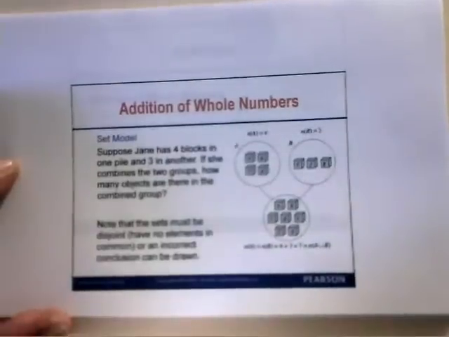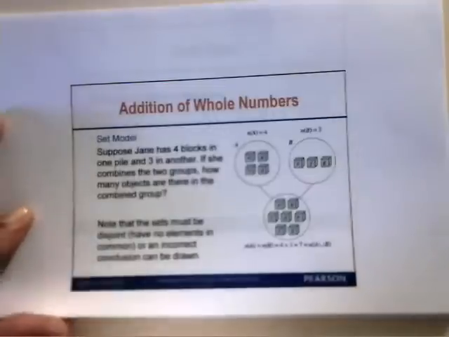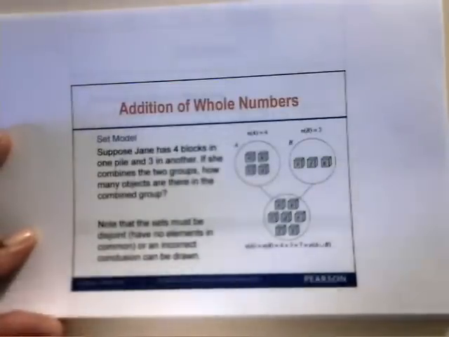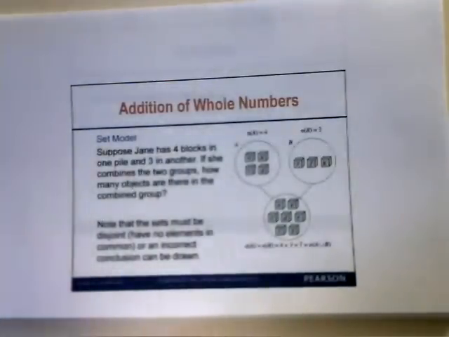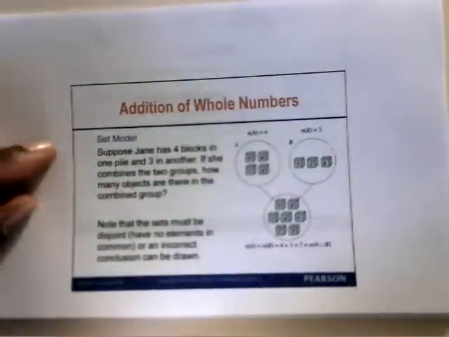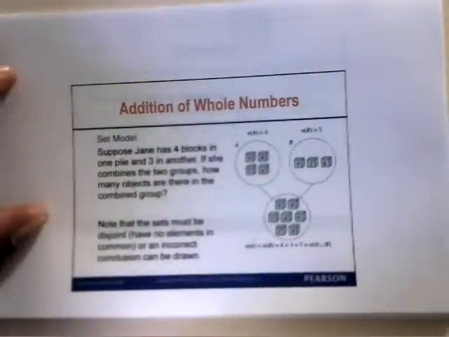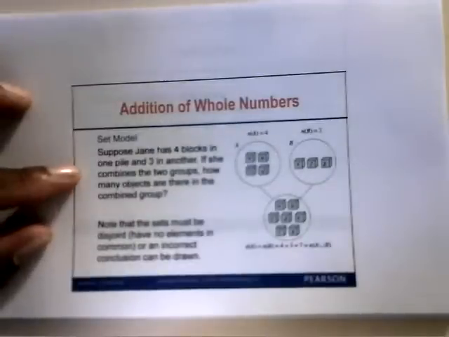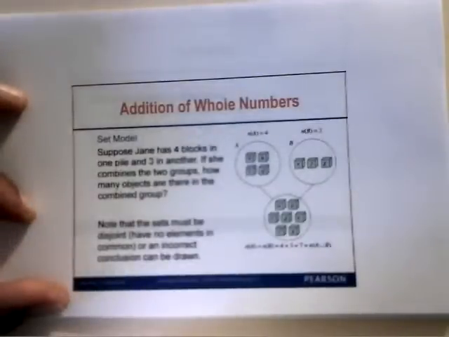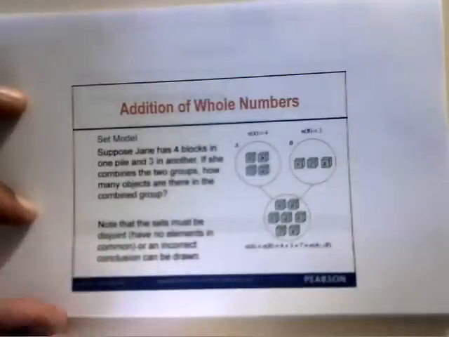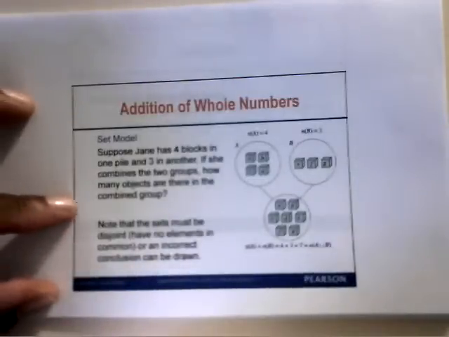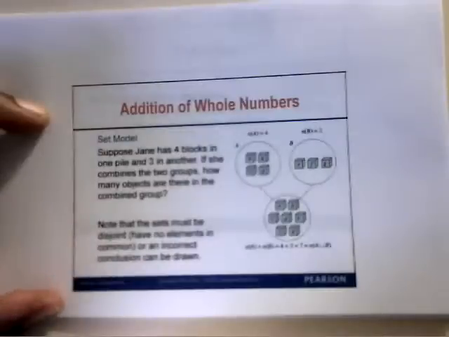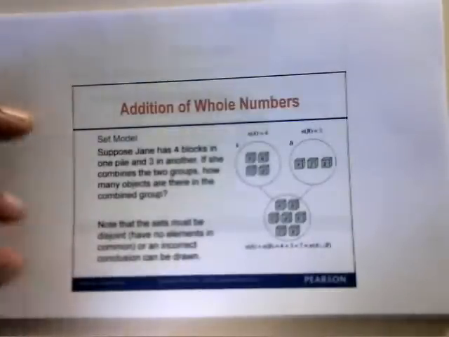Okay, now let's look at this particular situation here. With addition of whole numbers, there are some models that can be used. One of them is the set model. And in this situation, we have this. Suppose Jane has 4 blocks in one pile and 3 in another. If she combines the two groups, how many objects are there in the combined group?